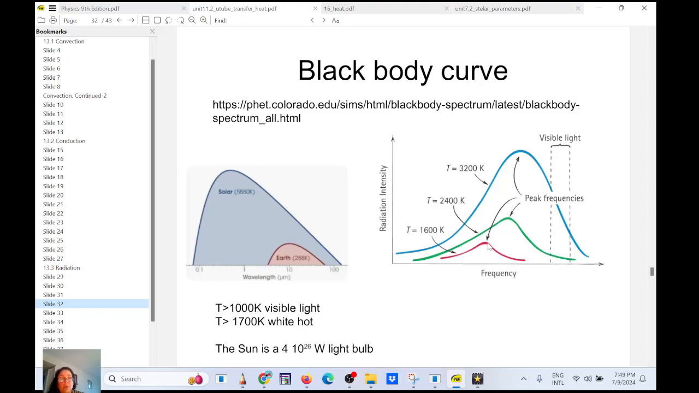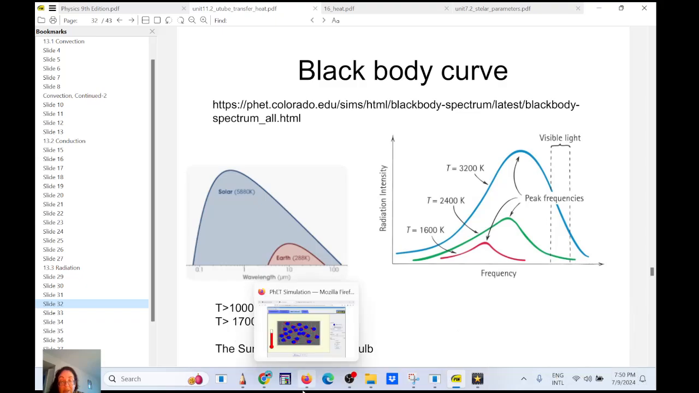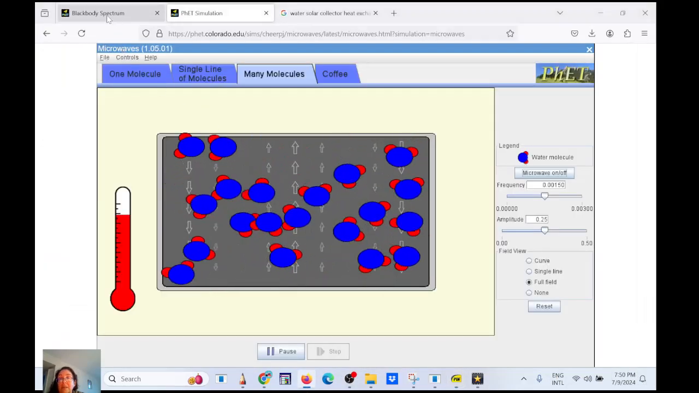Okay, so you can see the temperature. The peak wavelength depends on the temperature. It's an inverse law. So you multiply the temperature by 2, the wavelength will be divided by 2. And of course, you're going to get less radiation being emitted per unit second. So let's look at a simulation, if I can find a simulation here.